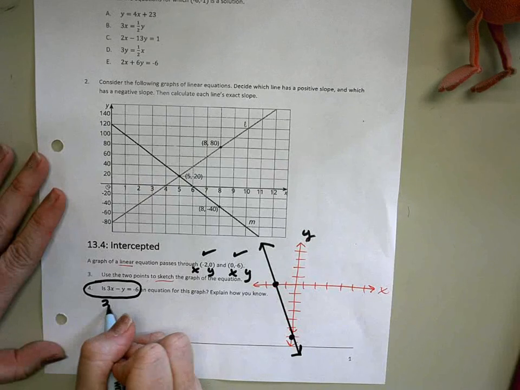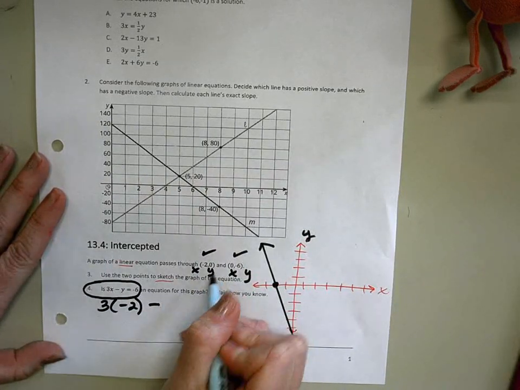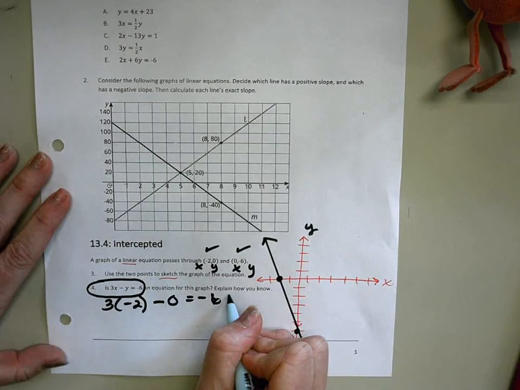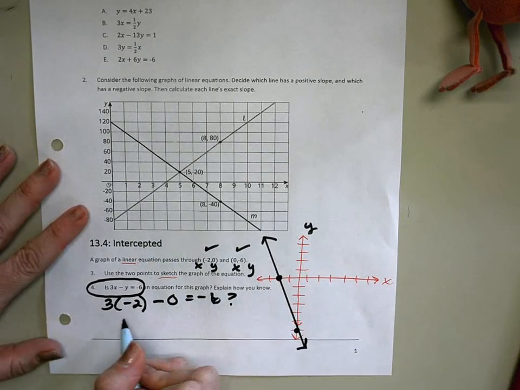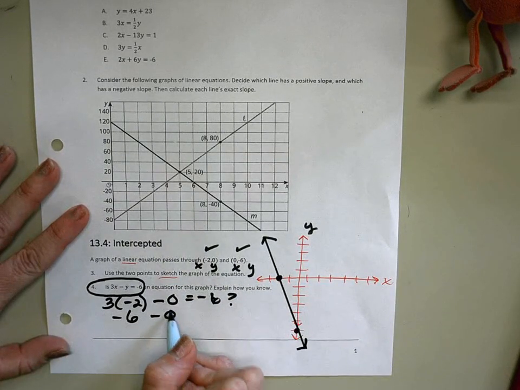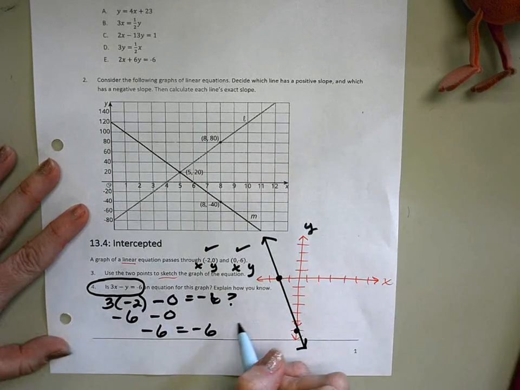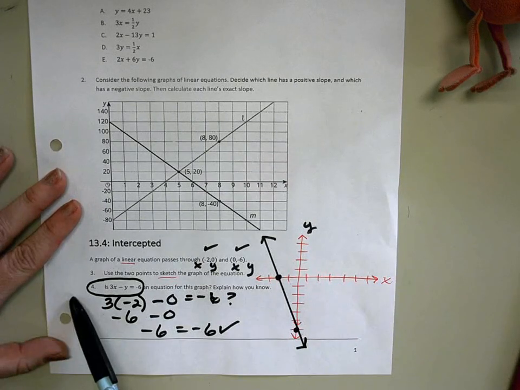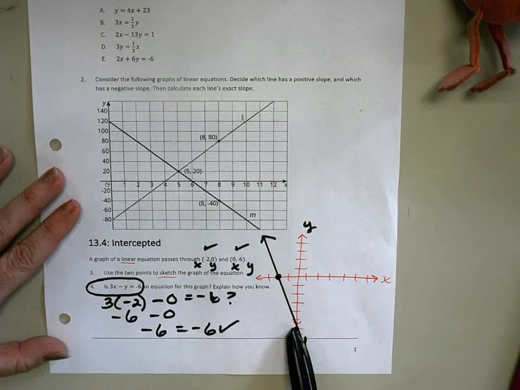So I have 3 times x, which is -2, minus y, which is 0, and does that equal -6? Put a little question mark right now because I don't know. 3 times -2 is -6. -6 minus 0 is -6. So the first point works. If the second point also works, then this would be a good equation for our line.